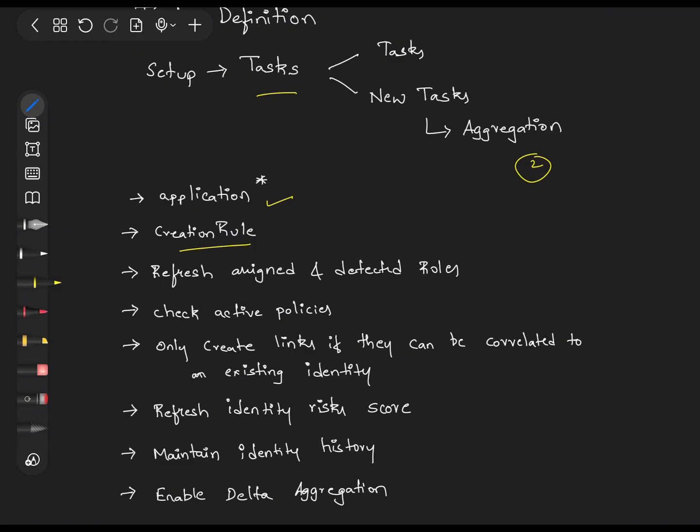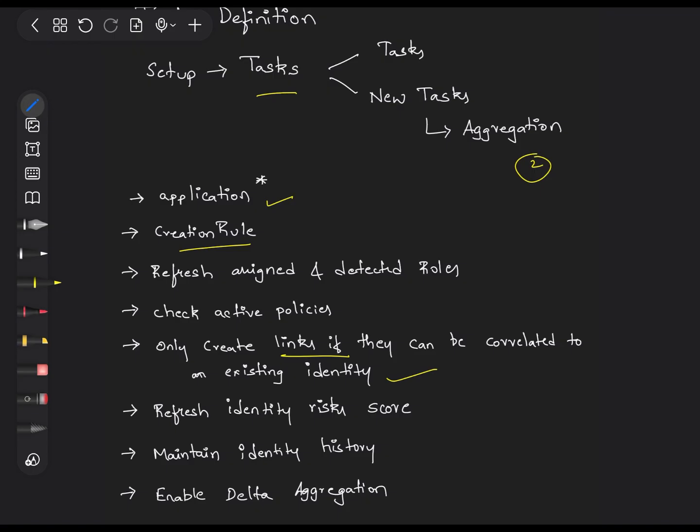And you have another option called create only links if they can be correlated to an existing identity. So let's say you are aggregating some application, and whenever you are aggregating, that identity is not present in IIQ, and you want to decide whether to create it or not, you use this option. If accounts need to be created, you need to uncheck this. Otherwise, you can check this so that no new account will be created.